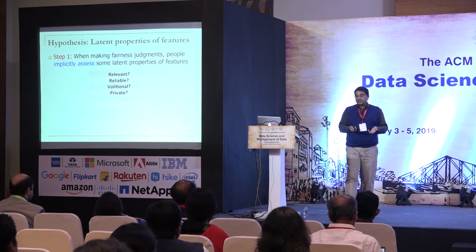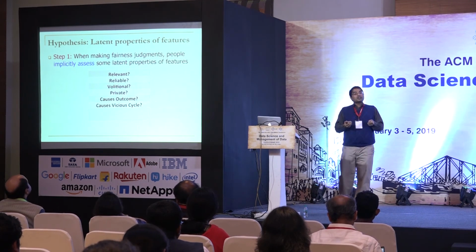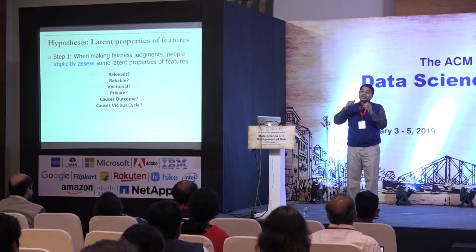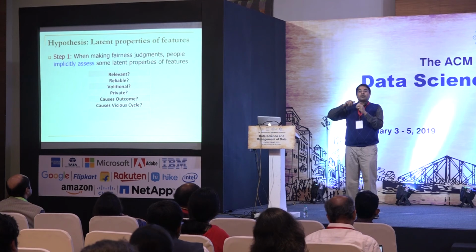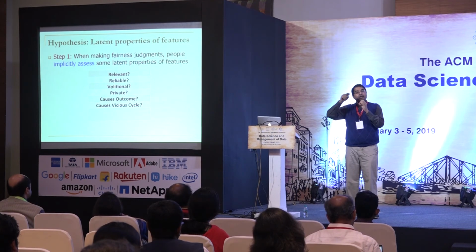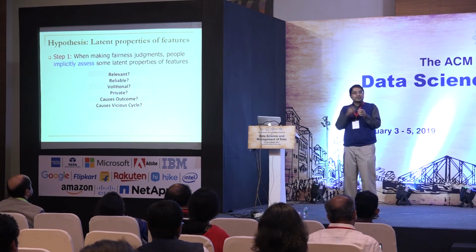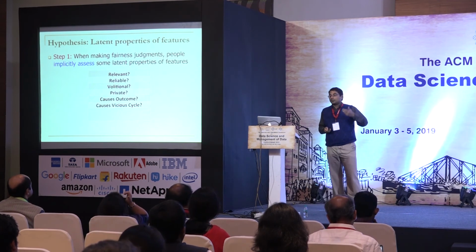Then there are questions about privacy. And then there are all these questions about causality, like does the feature actually cause the outcome? And is it possible that the feature might cause a vicious cycle? So for instance, people sometimes feel that even if your friend's criminal history is a good causal predictor of your criminality, it might be a wrong thing to use because it might end up creating a vicious cycle where if you have more friends who are criminals, you go to the jail more, and then you make more friends who are criminals, and then it creates a vicious cycle. And these are things that people implicitly think through.